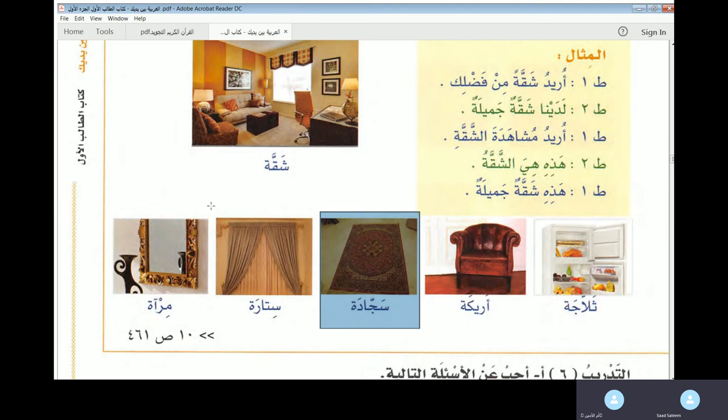This is the rug. This is a beautiful rug.